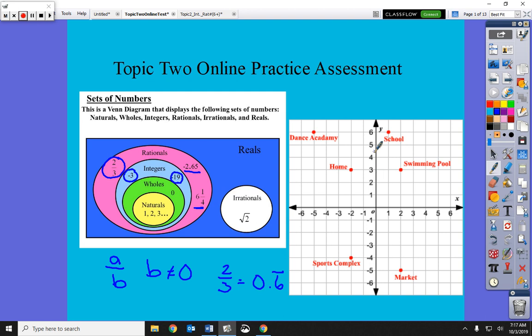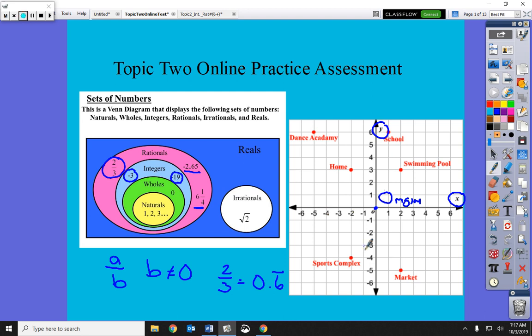The other part of this topic was about coordinate planes, talking about our x-axis and our y-axis. We have a horizontal number line, we have a vertical number line. If I think about 0, 0, that's our origin. All the numbers to the right of the origin on the horizontal axis, or the x-axis, are positive. All numbers to the left of the origin on that horizontal axis are negative.